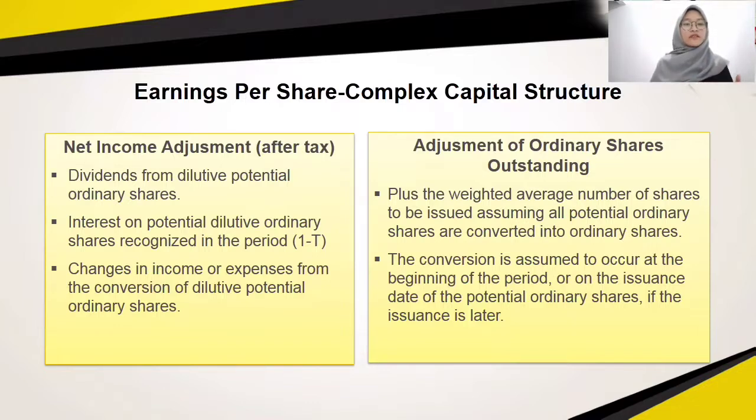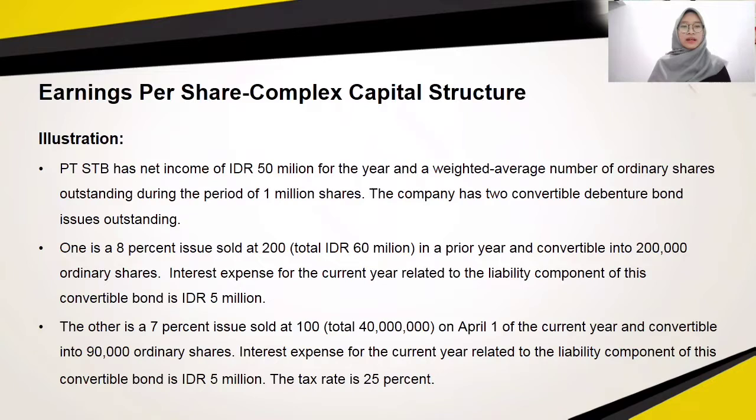And the conversion is assumed to occur at the beginning of the period or on the issuance date of the potential ordinary shares if the issuance is later. And this is the example of earnings per share for complex capital structure.